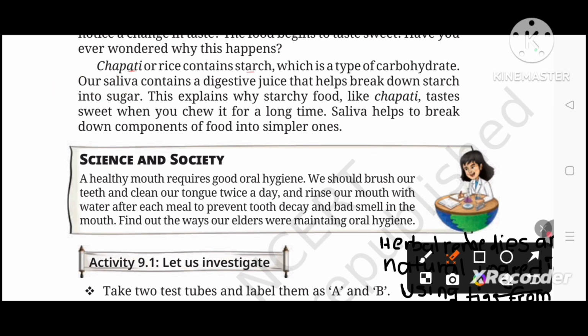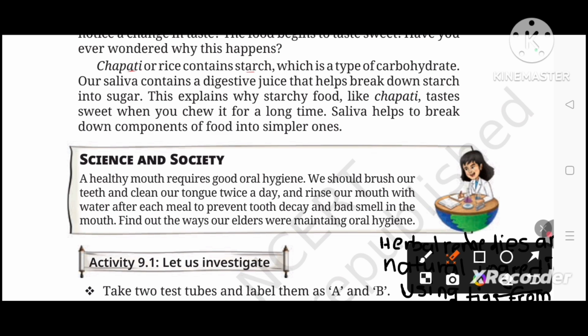Our saliva contains a digestive juice that helps break down starch into sugar. This explains why starchy food like chapati tastes sweet when you chew it for a long time. Saliva helps to break down components of food into simpler ones. The complex components get converted into simple ones.